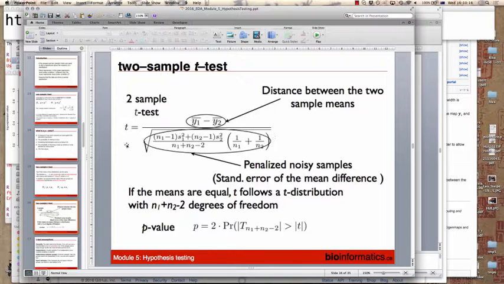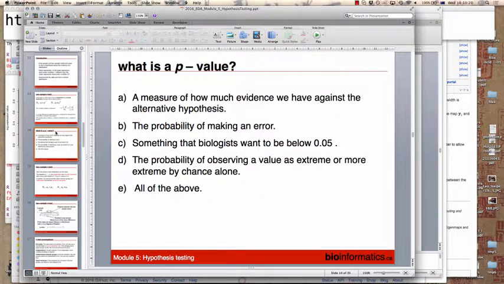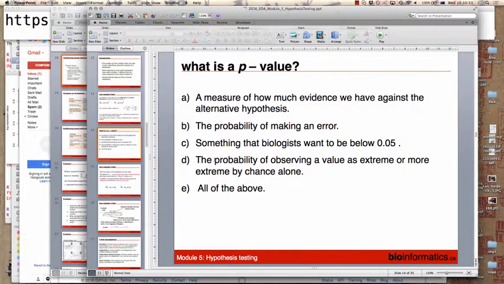Now, once the t's are computed, you can translate them into p-values. There's a mapping possible between the t-test and the p-value, just like we can get p-values from the normal distribution. And then you can start talking about your p-values and asking whether a particular observation is significant.